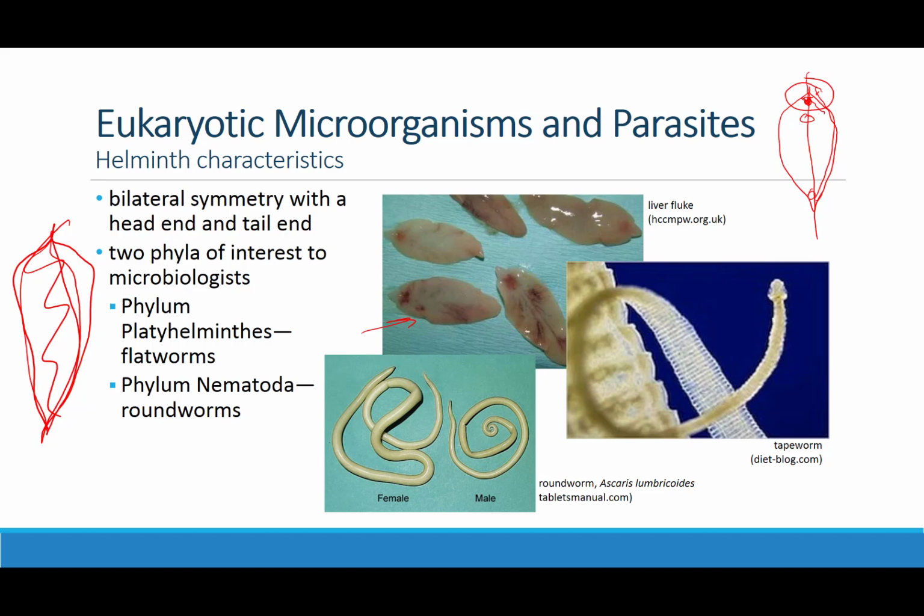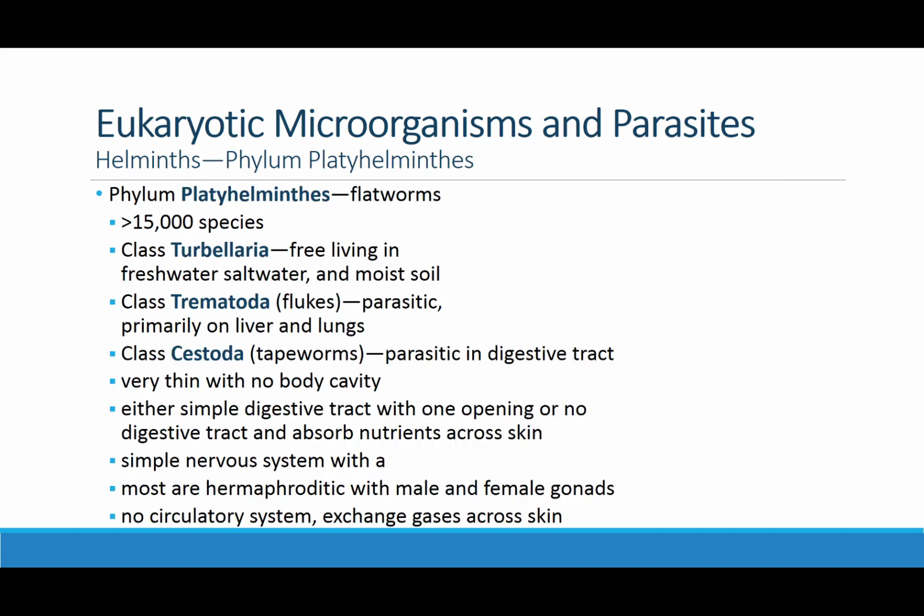And there are two phyla that are of interest to microbiologists because they contain so many parasites. And that is phylum Platyhelminthes. Platyhelminthes means flatworms. And the phylum Nematoda. Those guys are the roundworms. So flatworms and roundworms are the two primary groups of parasitic worms that we're most interested in this class.